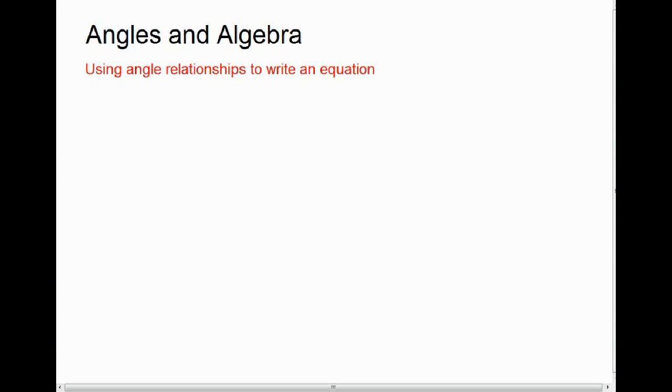Next thing we're going to talk about in angle relationships is angles in algebra. And really what we're going to be talking about here is using the angle relationships to write an equation. So oftentimes you're faced with the question where there's some algebra involved in it that uses the angle relationships.